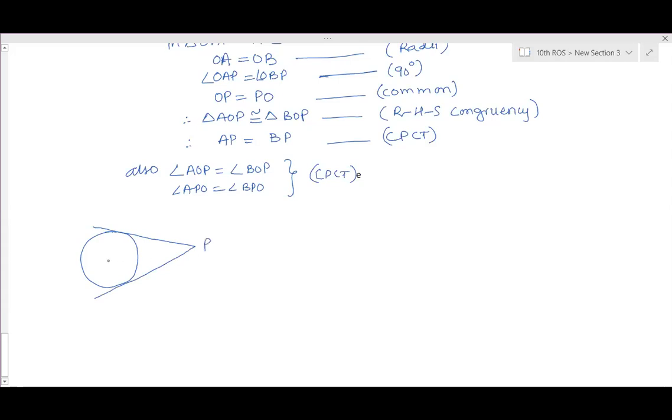This is an external point P. This is O, A, O, B. What they have told here is the angle. What was the question? Supplementary angle, yeah. Proper statement I will tell you.